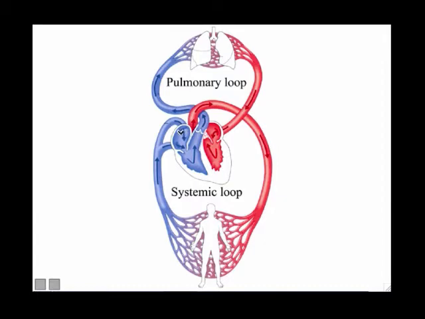At the very top of the heart are two kind of round chambers. These are called the atria. This one here is called the right atrium, and this one here is called the left atrium. Now, you may say, wait a minute, Mr. Edens, you're mixing up left and right, but I'm not.